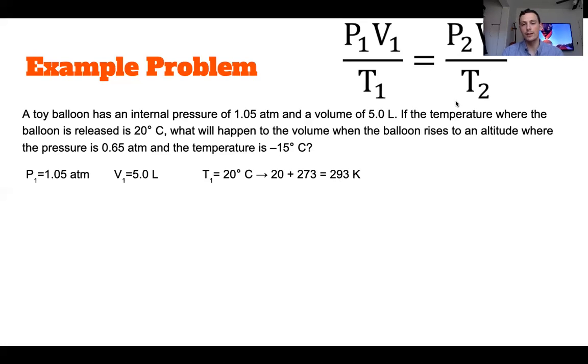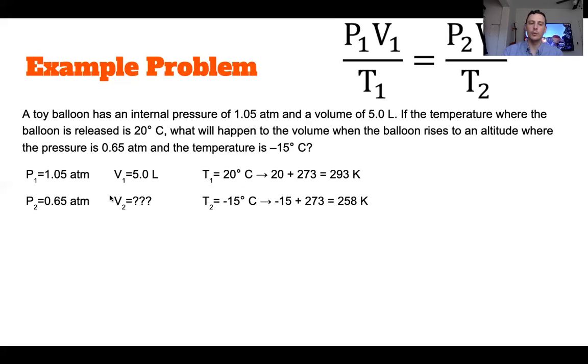Now we can move on to the right-hand side of our equation and start finding those variables. So it says what would happen to the volume. So the volume, or V2, is going to be our variable, right? We don't know that, that's what we're going to try and find. When the balloon rises to an altitude where the pressure is 0.65. So the pressure decreased, our new pressure, our P2, will be 0.65 atmospheres, and the temperature also decreased. It would be negative 15 degrees Celsius. So our right-hand side of the equation, those variables would be P2, V2, and T2.